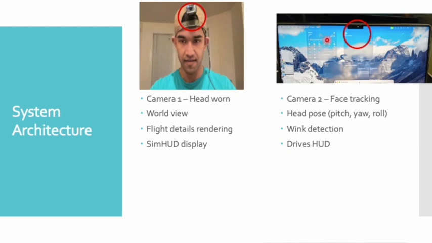The face camera handles all the math, head pose, wink detection, and the results drive what gets drawn on the world camera feed. This is exactly how real HMDs work. The display layer and the sensing layer are separate.